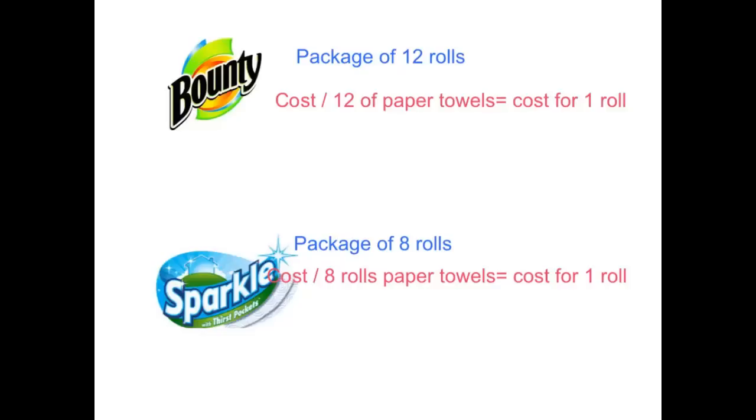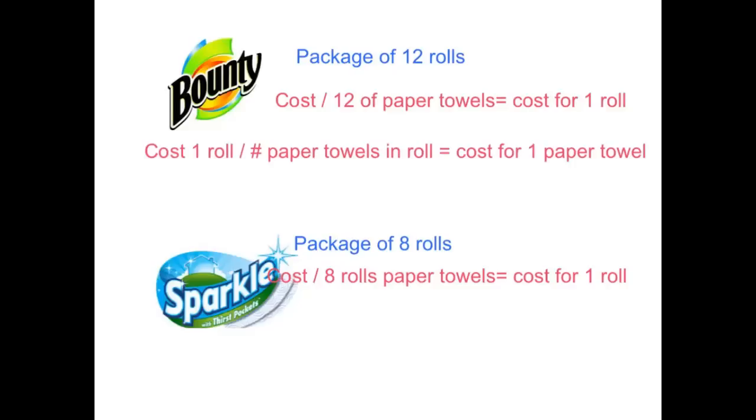But you probably also noticed that not all paper towel rolls have the same number of paper towels. So what we would need to do there is, guess what? Another little bit of math. Now, how could you figure that out? Pause for a second and see if you could figure out how you would calculate the cost per paper towel. If you said you would take the cost of the roll and divide that by the number of paper towels in the roll, you would have the answer, the cost for one paper towel.